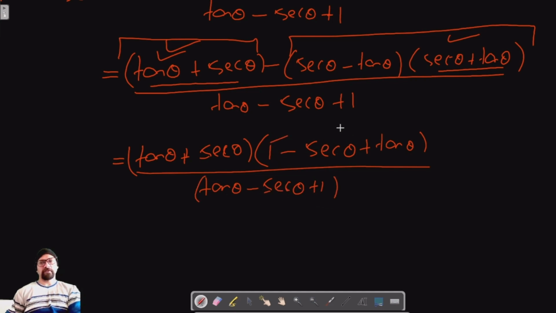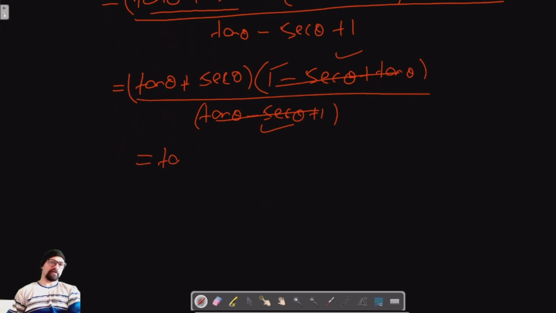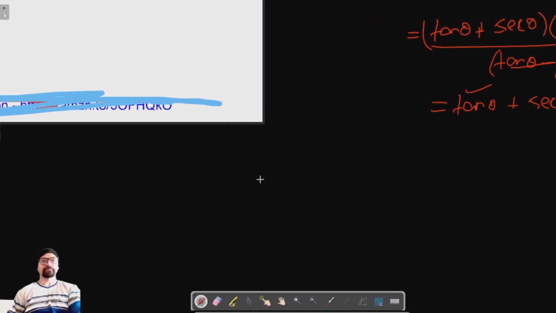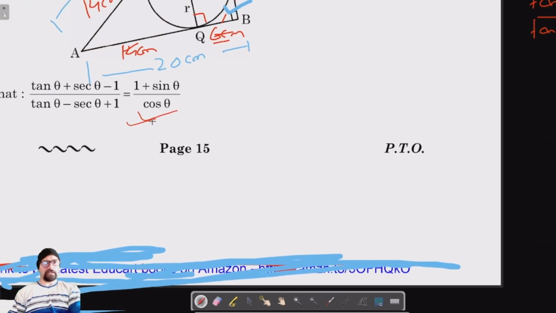Now these two terms are the same, so we can cancel them, and we are only left with tan theta plus secant theta. We know that tan is sine by cos theta and secant is 1 by cos theta. So this is now equal to, taking the LCM, 1 plus sine theta by cos theta, which is equal to RHS, and hence we have proved the identity.